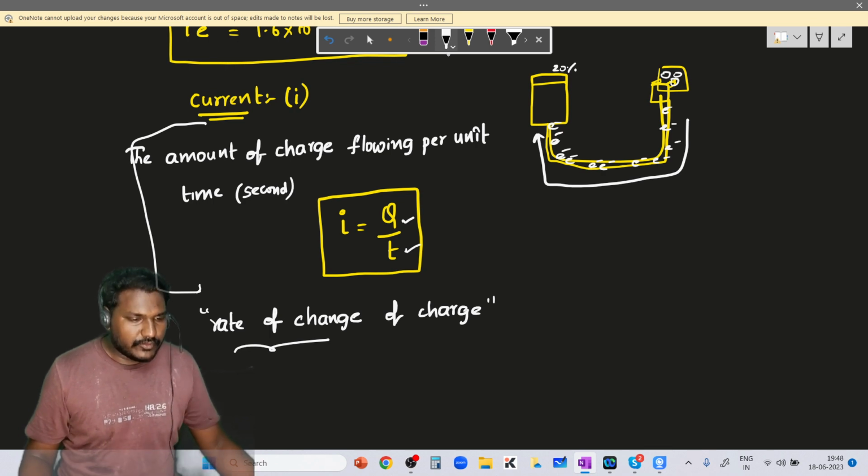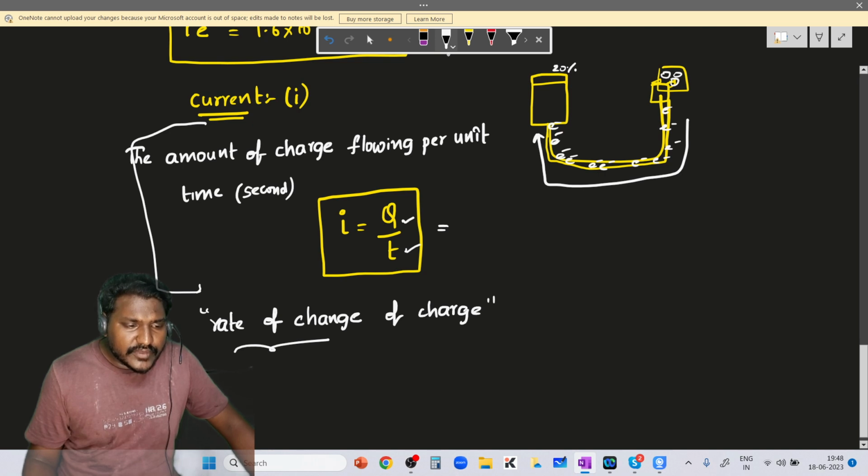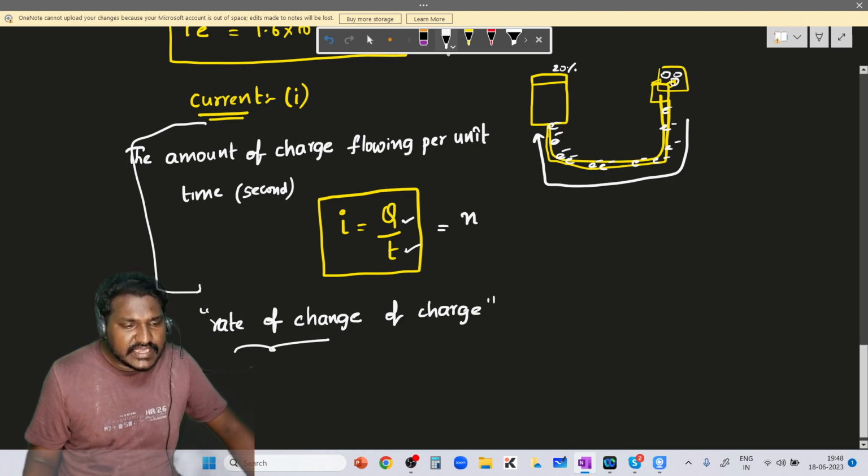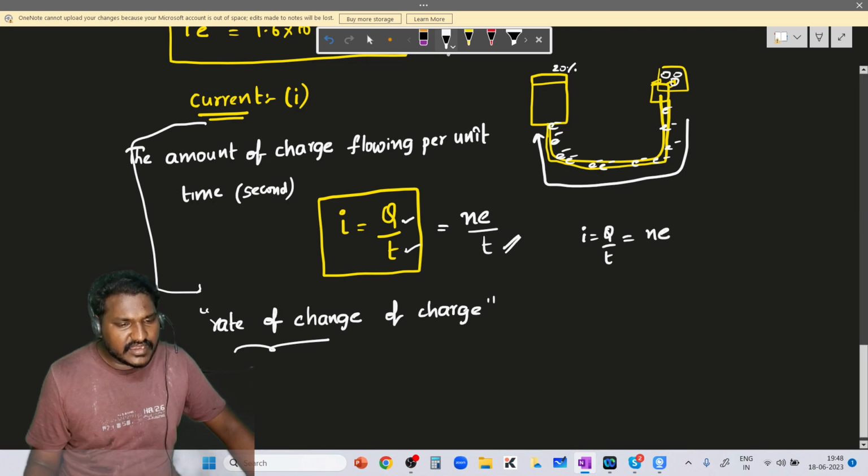Now, since I is equal to Q by T, we already know that Q is the total amount of charge present in a body, which is given by Ne. So we can also give this formula for current: I is equal to Q by T, where Q is Ne, so I is equal to Ne by T.